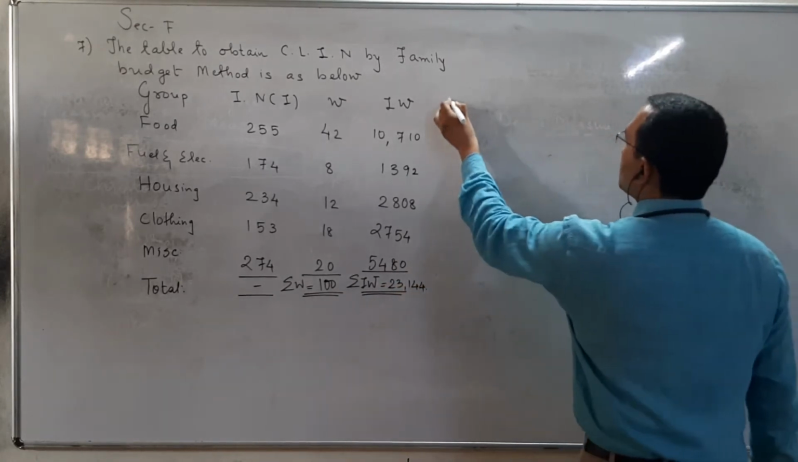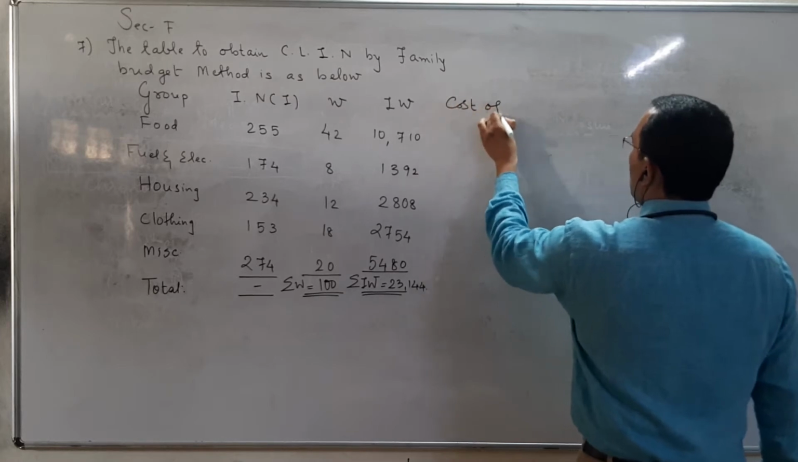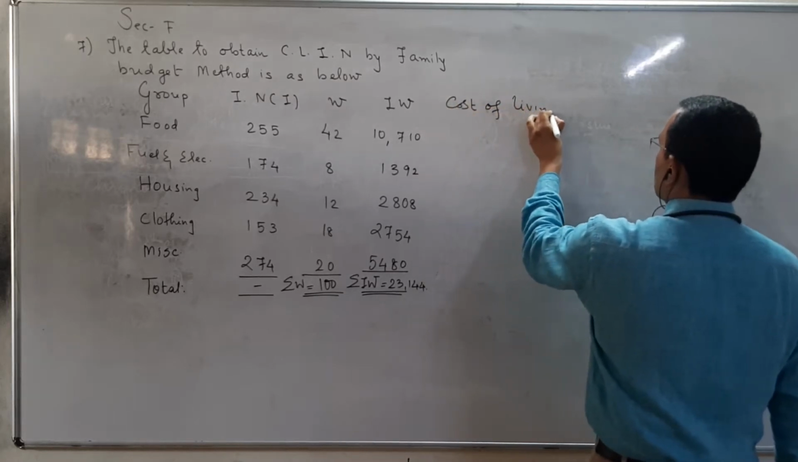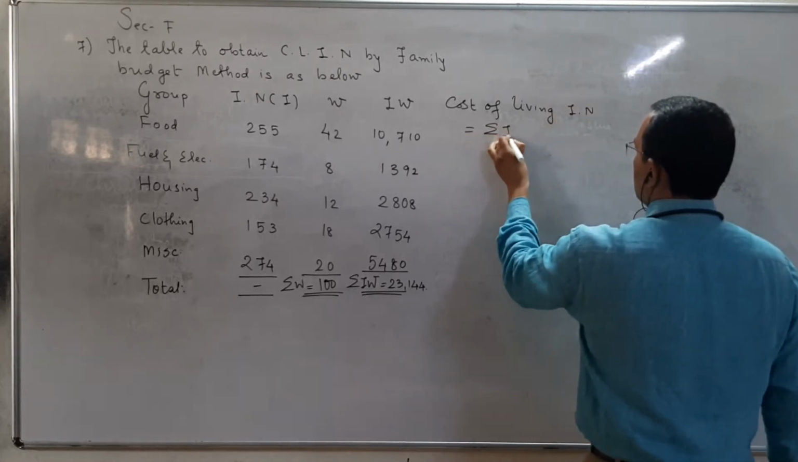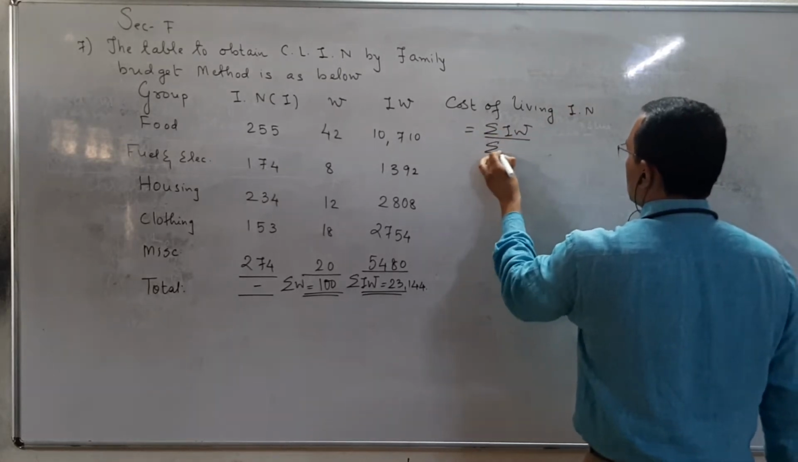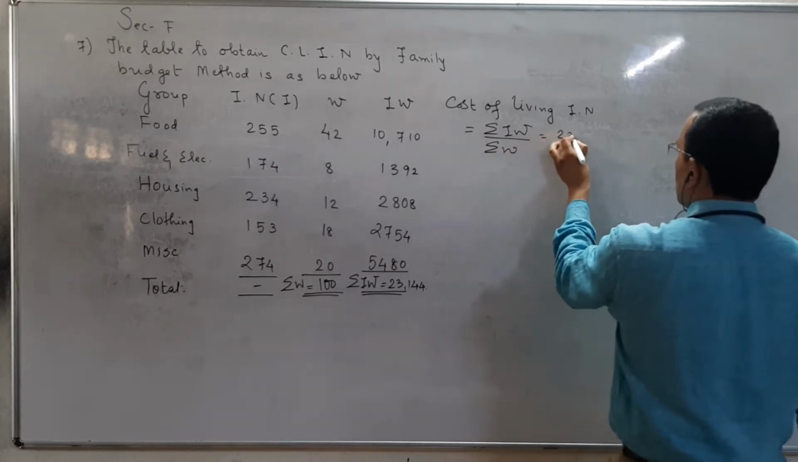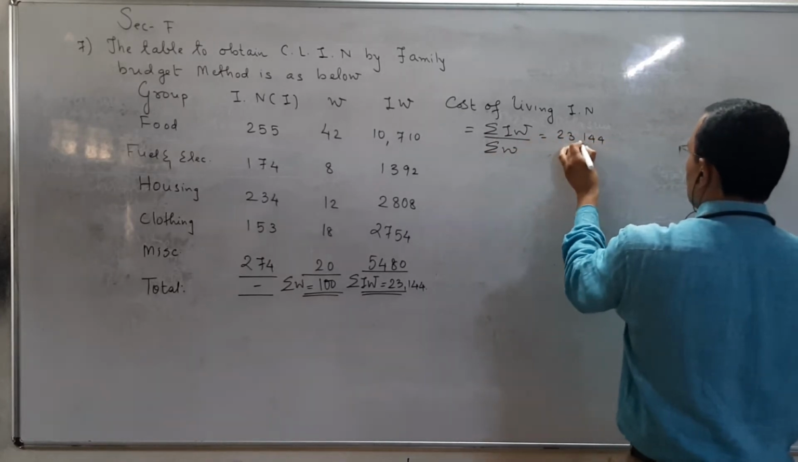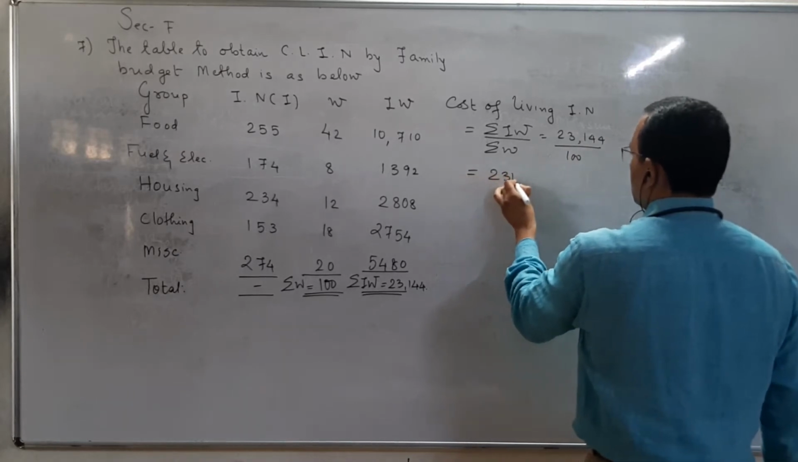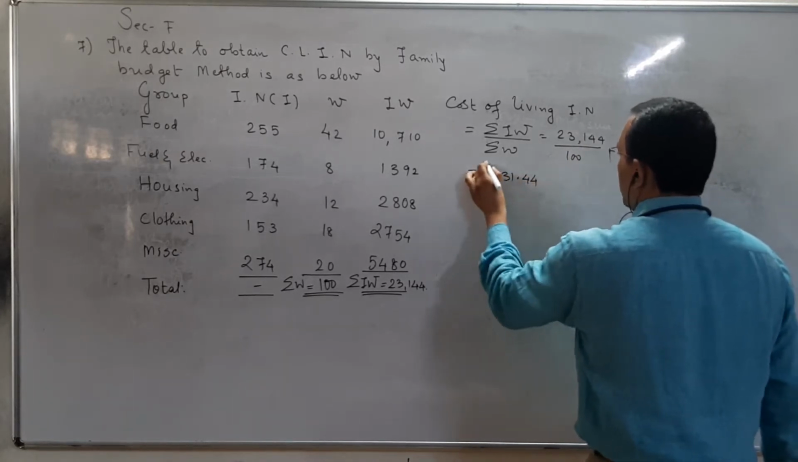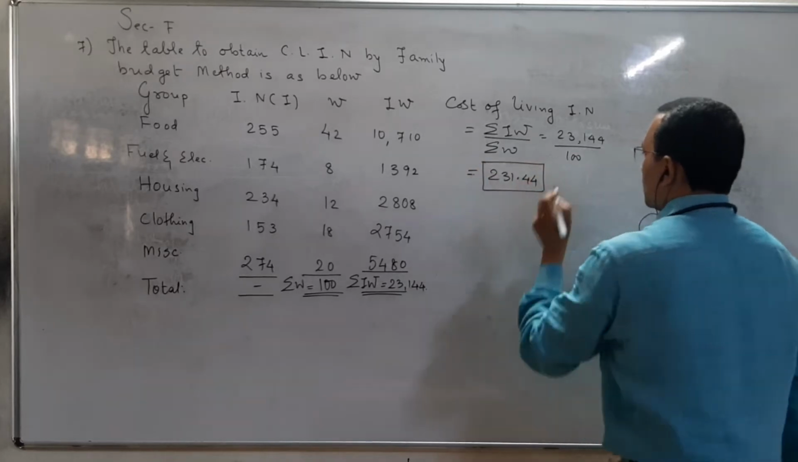So, cost of living index number is equal to sigma IW upon sigma W, 23,144 upon 100. So 231.44.